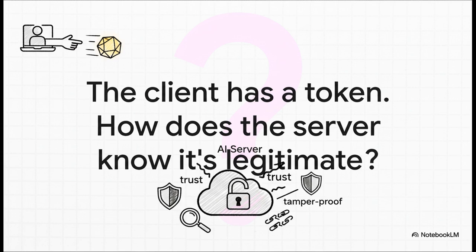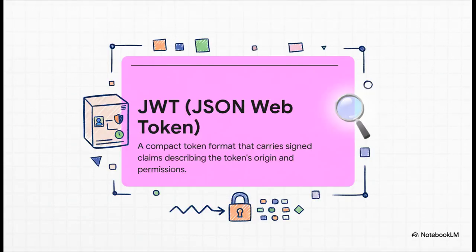The client now has a token, and it presents it to the AI server. Now, the server has a super important job. It has to validate that this token is real, that it hasn't been messed with, and that it actually comes from a source it trusts. So, most modern access tokens are in a format called a JWT, or JSON Web Token. And JWTs are fantastic because they're a completely self-contained package. Inside, they carry all the info or claims about who the user is, what their permissions are, when the token expires, and the whole thing is cryptographically signed to make sure nobody can tamper with it.